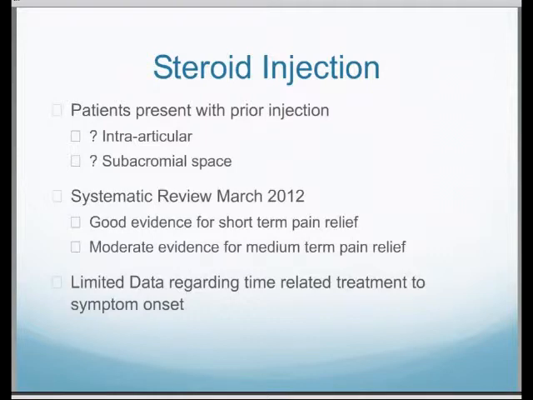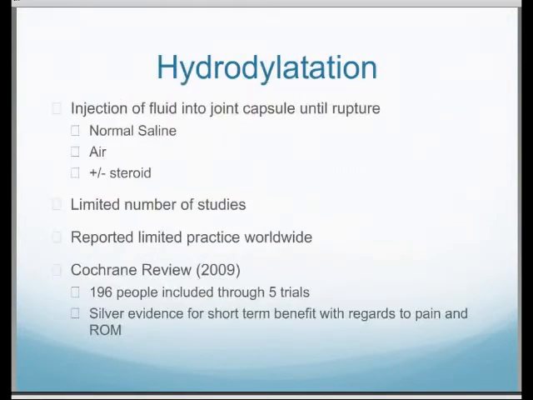So hydrodilatation is described using some kind of fluoroscopy or imaging to inject the joint with normal saline or some other fluid. Some people inject steroids as well. They talk about how the normal shoulder joint capsule has about 25 to 30 mils of capacity for fluid. In frozen shoulder, that can be reduced to about 5 to 10 mils. So the theory is you inject fluid and slowly increase the amount until the joint capsule ruptures.